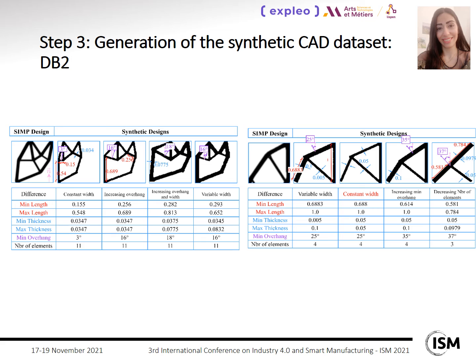Here I show you a sample of DB2. The first design is the SIMP one, and the other designs are inspired from this shape with different geometrical constraints: minimum beam length, minimum and maximum thicknesses, minimum overhang, and the number of elements. I'd like to point out here that the overhang is the angle between the build orientation, which is here the y-axis, the pink vector, and the normal of every beam in the design, and after that we choose the minimum one.